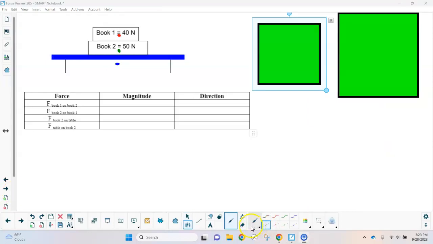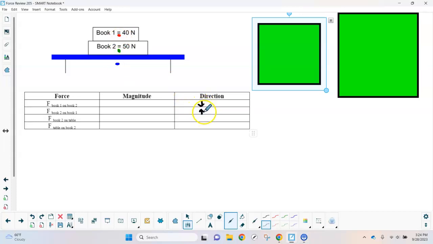So in this first example, we have 2 books. Book 1 is at rest on top of book 2, and book 2 is at rest on top of a table. And we're trying to find the magnitude and direction of each of those forces listed. So the force of book 1 on 2, that's like asking how much is book 1 pushing down on book 2. The next one is the force of 2 on 1, so book 2 pushing up on 1. We can already see the directions, so I'll say that's down and that's up.